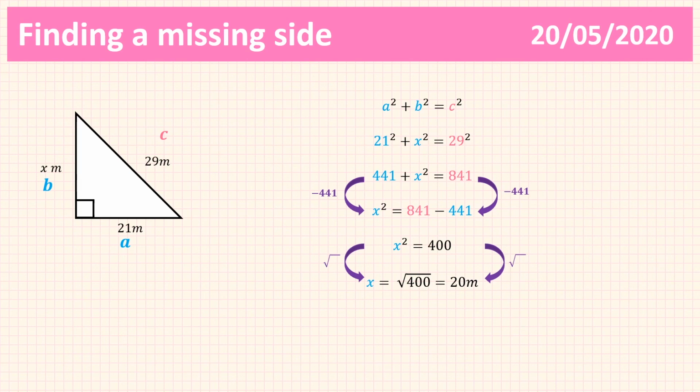Now, what I suggest you do now is, if you want a bit more practice, you go and watch Mr. Amison's video and do some practice on finding a missing side using Pythagoras. If you're feeling super confident and you want to do some harder questions, go on Corbett Maths or Dr. Frost and practice on there.